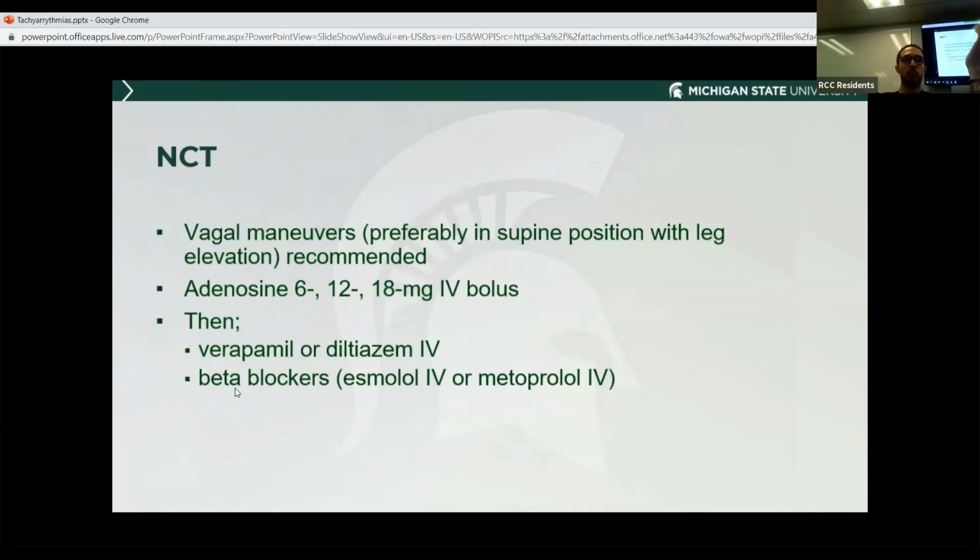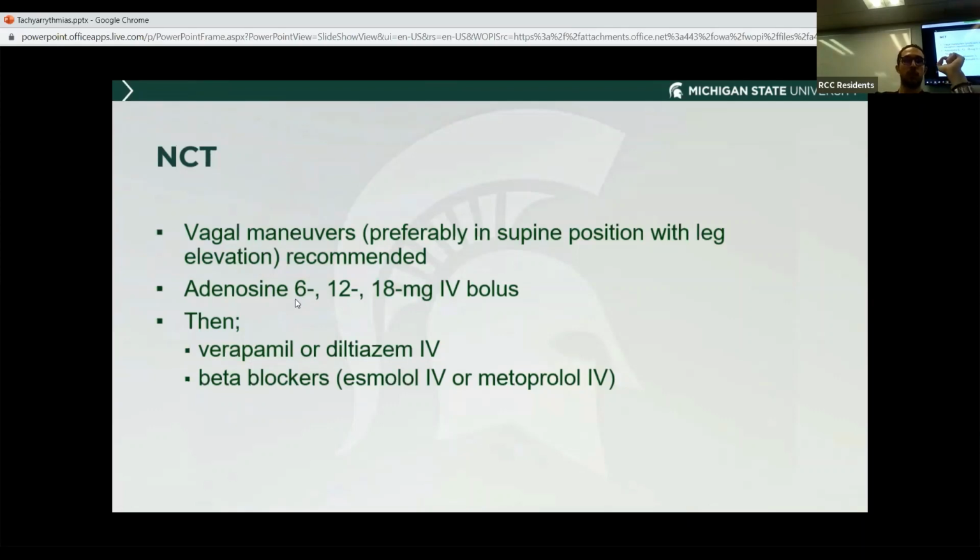If vagal maneuvers don't work, and all of these are if the patient is hemodynamically stable, you will try adenosine. And also adenosine, don't be afraid of adenosine. The half-life of adenosine is 0.6 seconds to 10 seconds. So the effect will be done by almost 40 to 50 seconds. The adenosine will no longer be affecting the patient. And it's a very, very potent AV blocking agent.